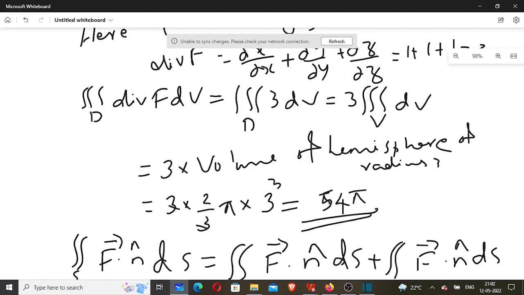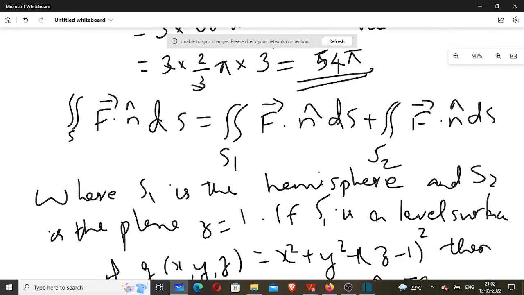Now we have to evaluate the surface integral. The double integral over S of F dot n dS is equal to, we have two surfaces actually. One is the hemisphere and the other is the plane z = 1. So we have to add these two surface integrals: the integral over S1 of F dot n dS plus the integral over S2 of F dot n dS, where S1 is the hemisphere and S2 is the plane z = 1.